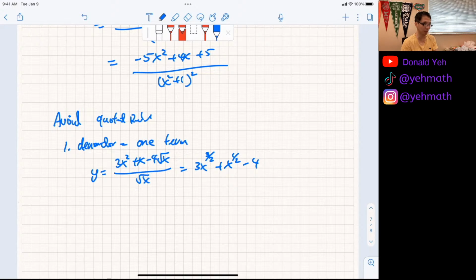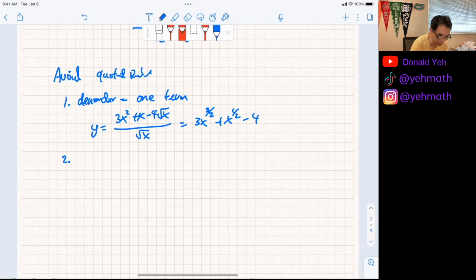It's much more efficient than the quotient rule, because the quotient rule for this one is kind of messy. Square root x times 3x squared plus x minus, it's going to be square root x times 6x plus 1 minus 4 times 1/2 x to the negative 1/2, minus 3x squared plus x minus 4 square root x times 1/2 x to the negative 1/2, all over x. It's just disgusting. So this is the moment you should avoid the quotient rule.